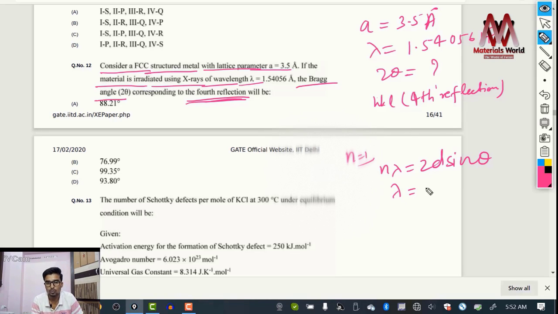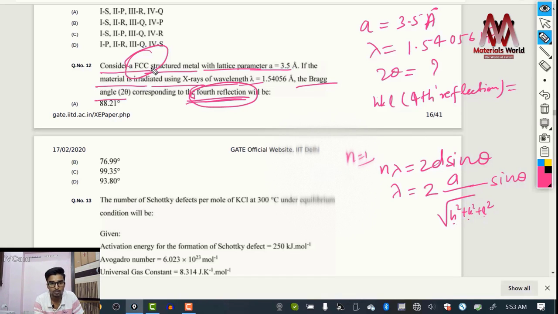So lambda is equal to 2d sin theta. Since it is a cubic crystal structure, FCC, d can be written as a by root of h square plus k square plus l square, and sin theta. So we know a, we know lambda, we can find this theta, but the problem is we don't have this hkl. Okay, so there is one hint: it is the fourth reflection of FCC.